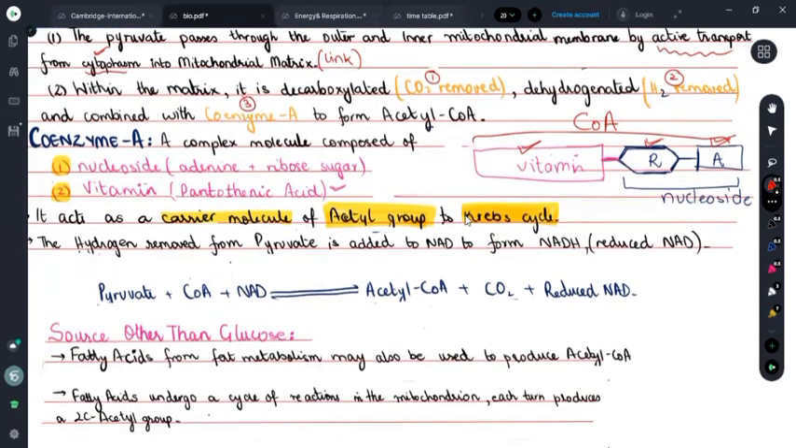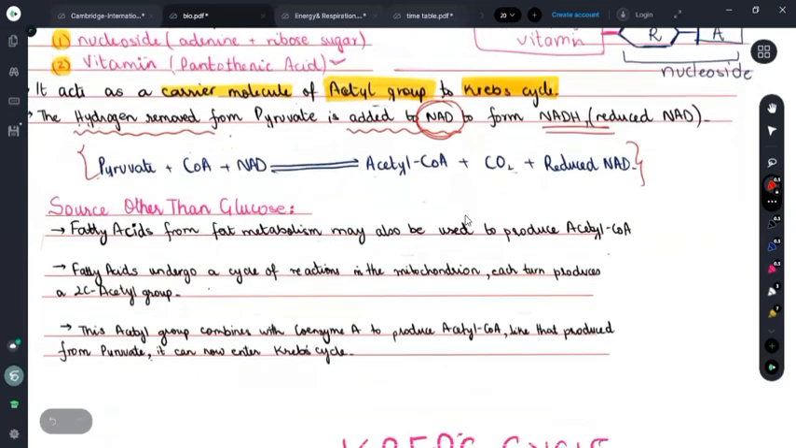Now, what happens to the hydrogen that has been removed? The hydrogen removed from the pyruvate molecule, it gets added to the hydrogen carrier molecule nicotinamide adenine dinucleotide and forms its reduced form. This equation shows the whole process of the link reaction. The reactants are pyruvate, which is 3-carbon containing compound, a coenzyme A, and hydrogen carrier molecule NAD, forming acetyl coenzyme A, carbon dioxide molecule, and reduced NAD.